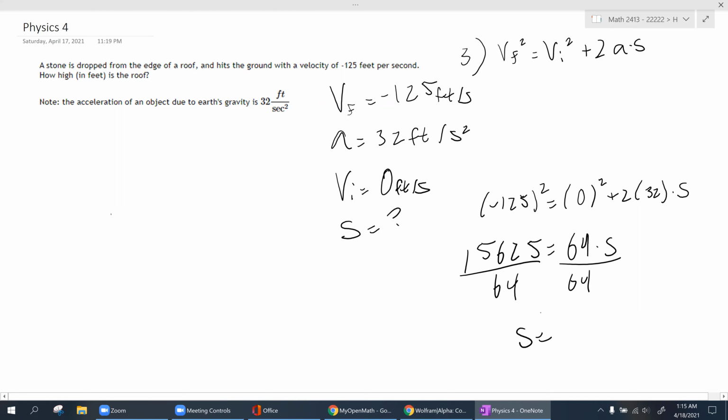Let me hurry up before my pen dies. I divide both sides by 64, so I have 15,625 divided by 64. My position is approximately 244.14 feet. This states that this was my initial height, the height where I decided to drop the stone from. This could mean you're at a building like that.